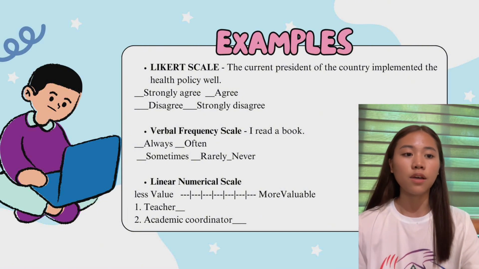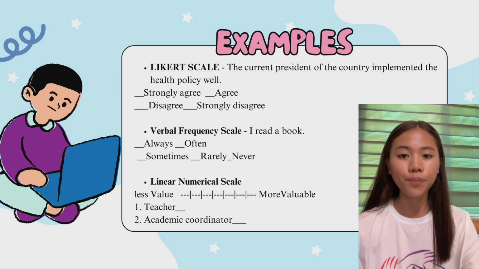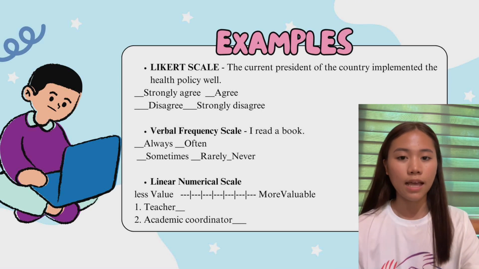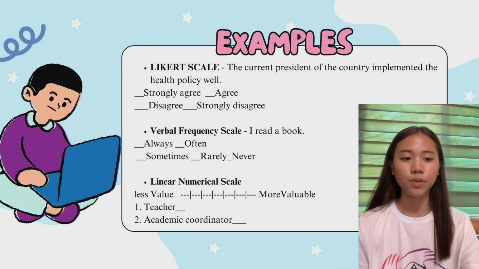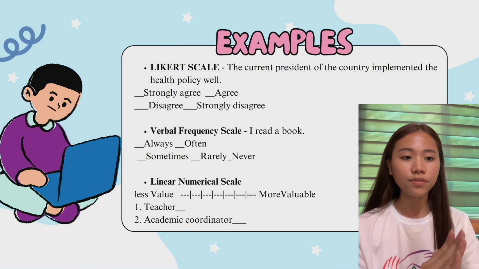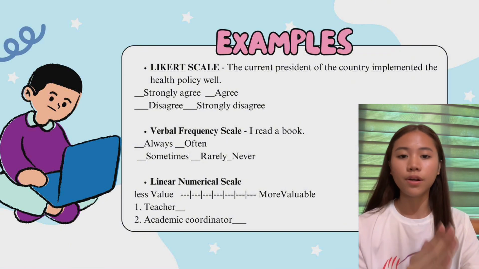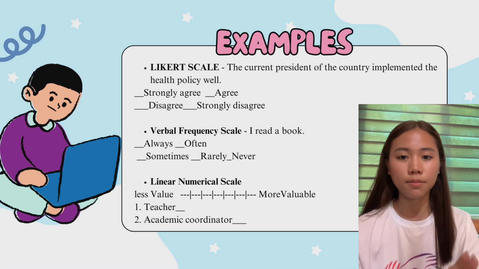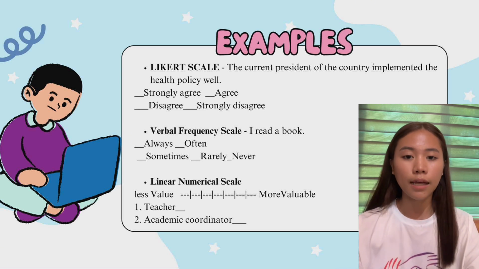And the next one is verbal frequency scales. So speaking of verbal, this is how you do it. I read a book. So you're gonna choose whether it's always, often, sometimes, rarely, or never. This is what it means to be habitual.